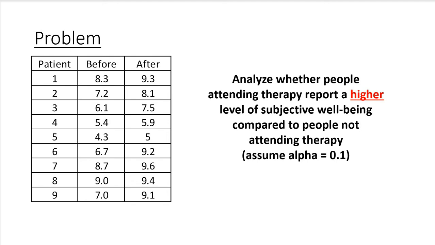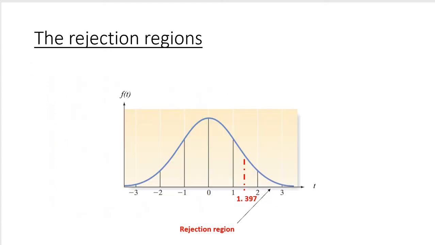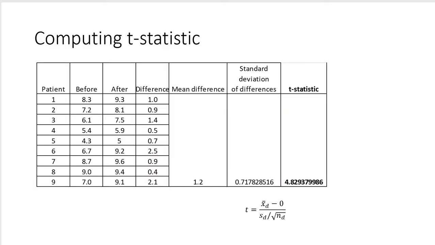And first of all, let us start with designing the rejection region. So we have 8 degrees of freedom. Alpha is equal to 0.1. So our critical value is here. It's 1.397. Because we go specifically for the right-tailed test, our rejection region is everything to the right from 1.397.